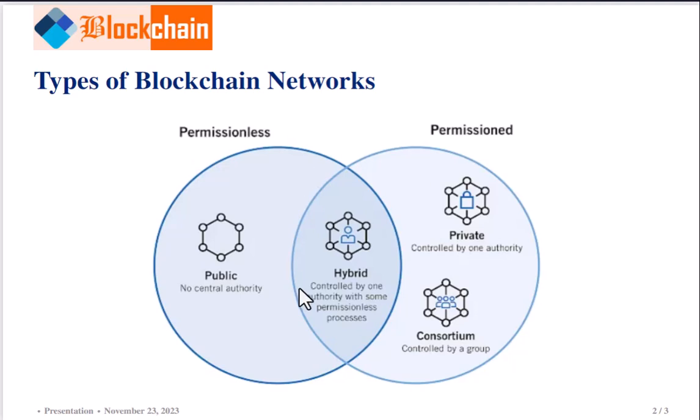And there is another blockchain network which is known as the hybrid blockchain network. It has some features like a public blockchain network and some features like a private blockchain network.